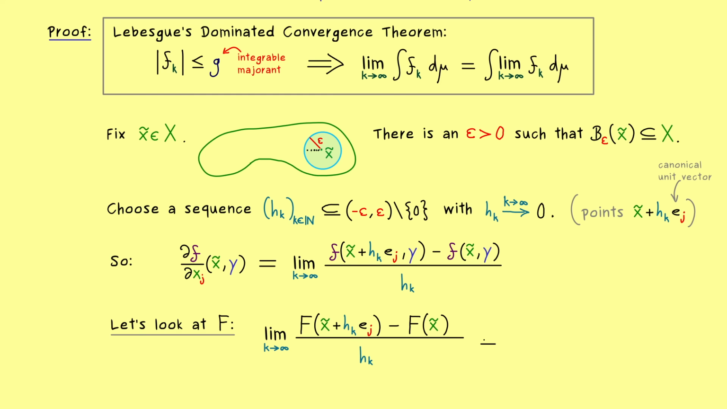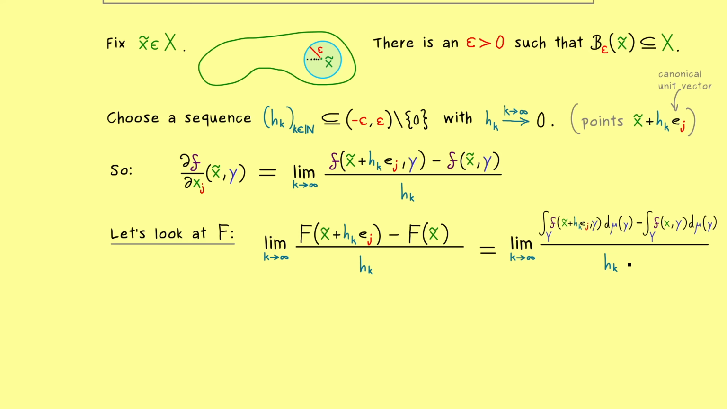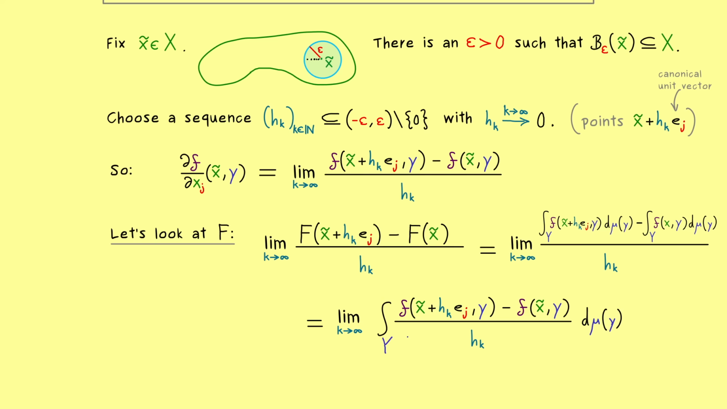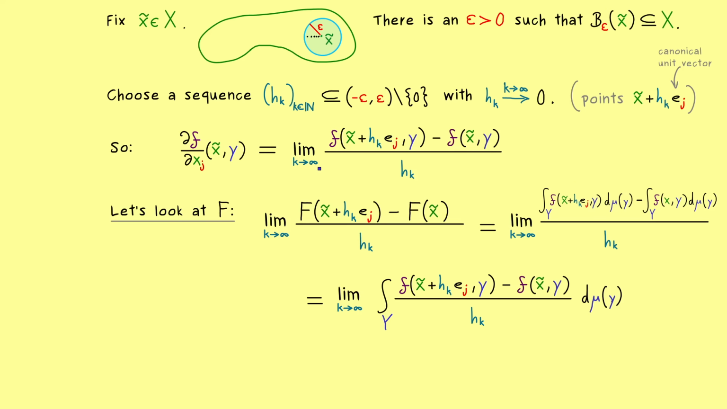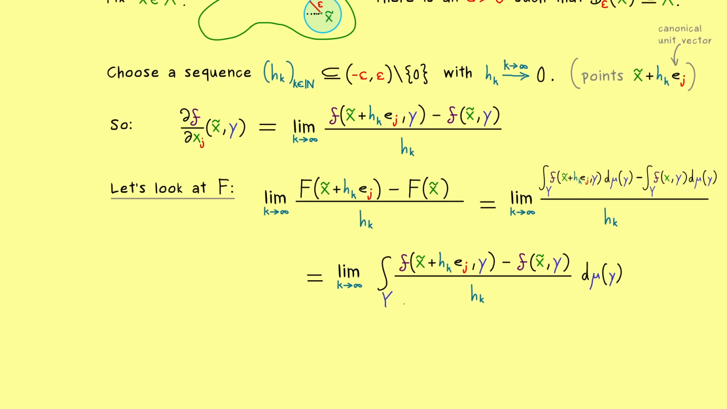Therefore, in the first step here, let's put in the definition of capital F. So as a short reminder, it's just the integral over lowercase f, which means in the numerator here, we have the difference of two integrals. And then obviously we can put them together and also pull in hk. Hence, what we have in this integral in the end is just our difference quotient with lowercase f. So it's almost the partial derivative of lowercase f, but as you can see, the limit is still outside the integral. And now we just have to justify that we can actually pull it in.